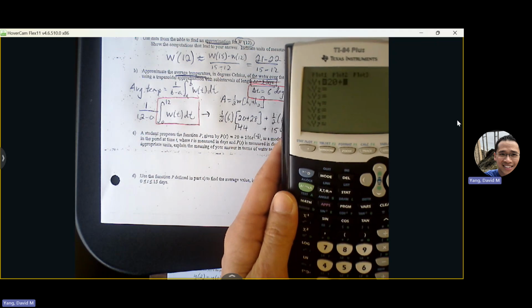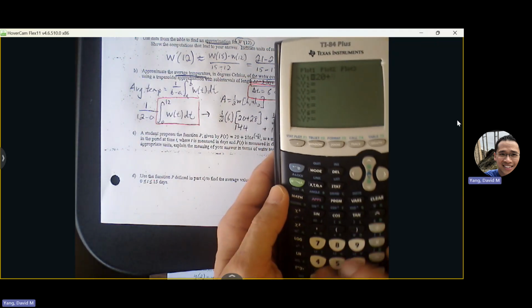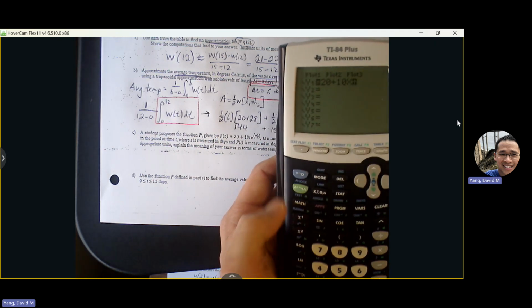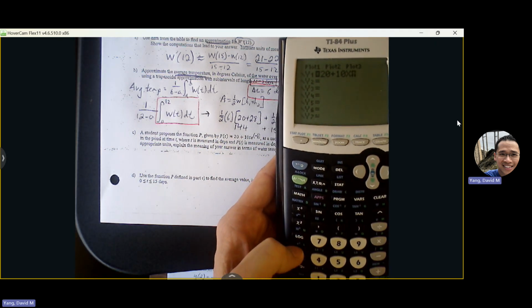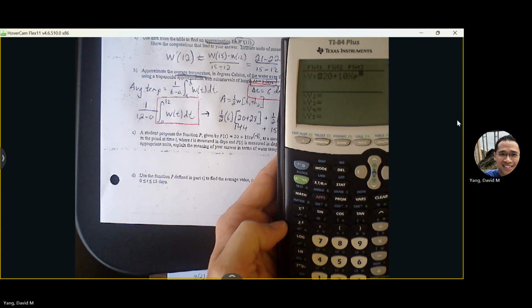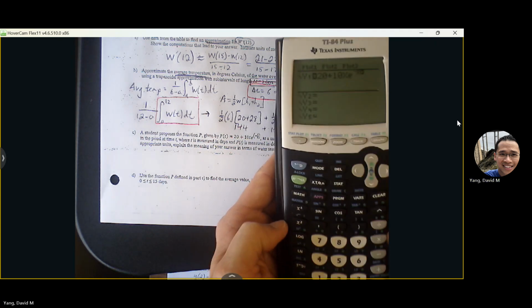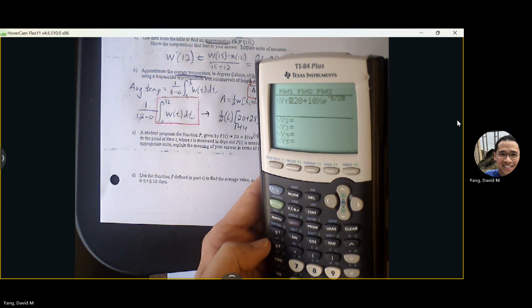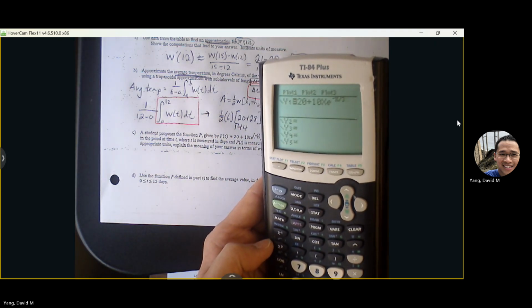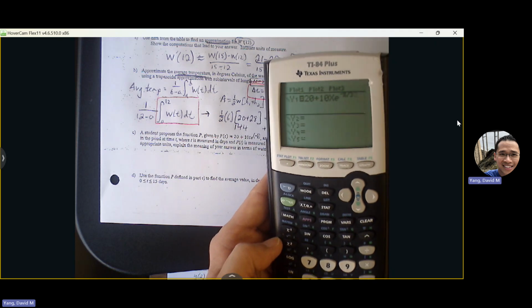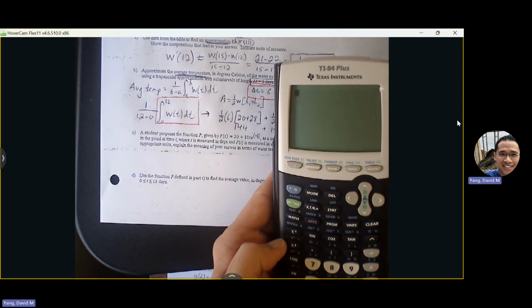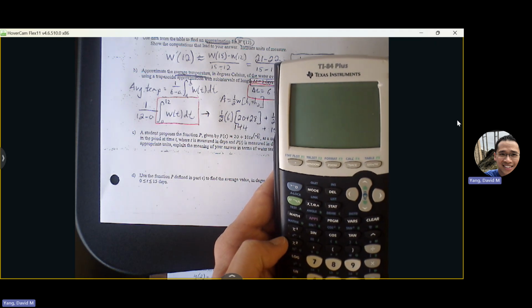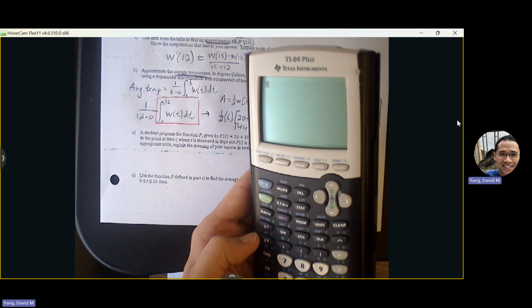So 20 plus 10x times e, so e is second ln, and then negative x over 3. Okay, we're not going to graph this. We're going to go back to our home screen, second mode. And then I'll leave this up on the board here, Math 8. Math 8 will get you to your derivative feature.